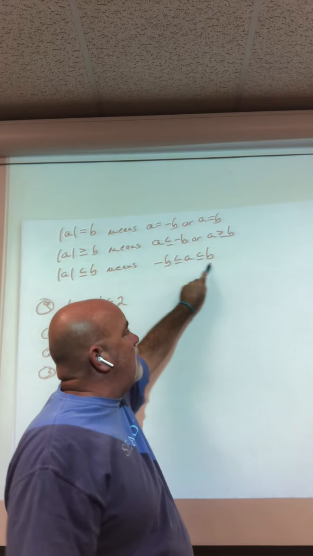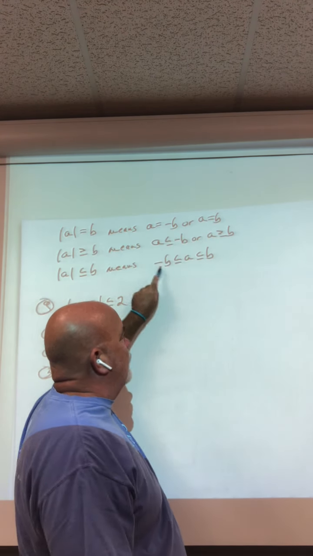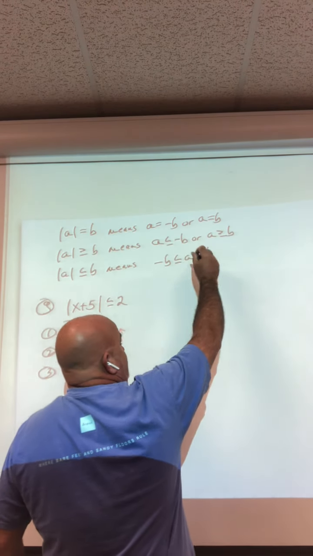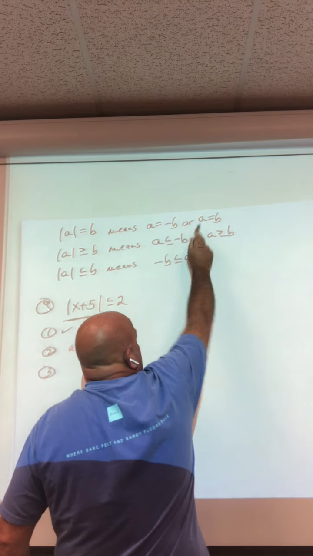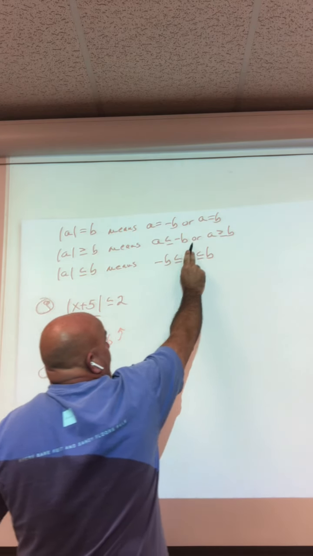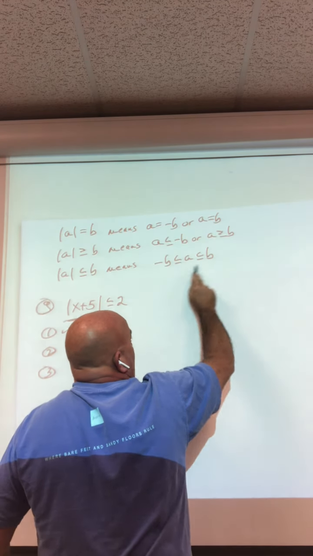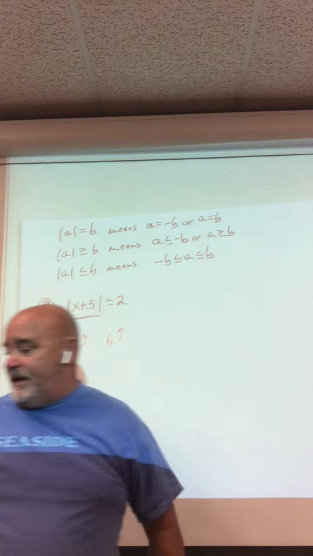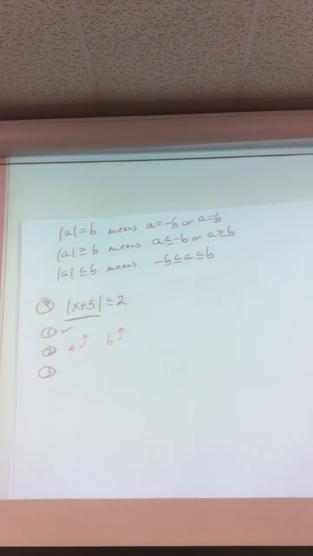Now notice when you copy formula 3 down, the word or does not appear here. This is not a two-part problem like the top two are. So here's the formula. I'm going to copy it down. I'm not going to question it. I'm going to copy it down exactly as it is.